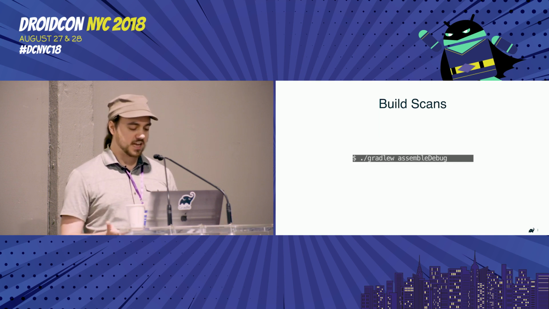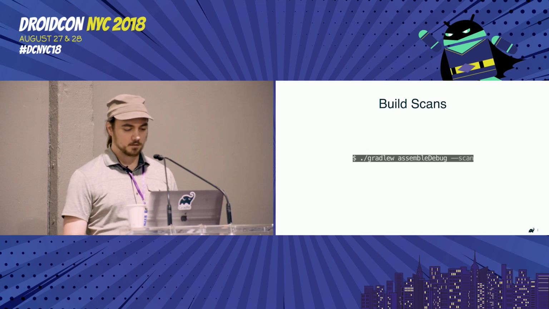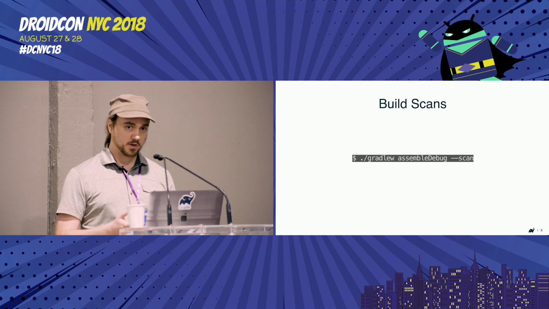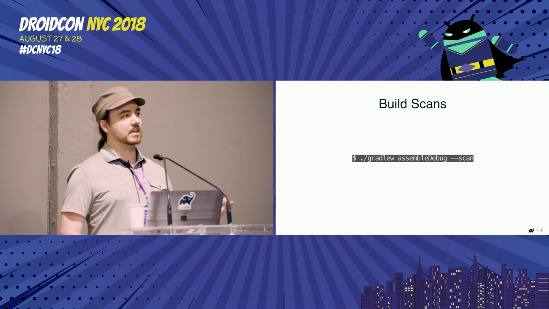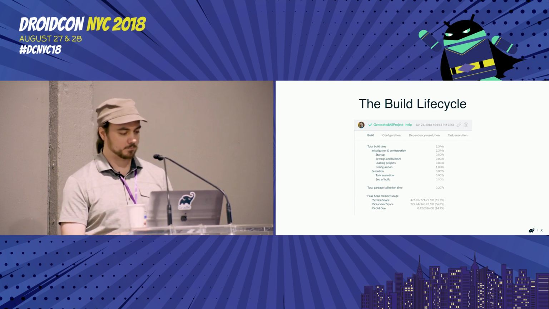If you've never used build scans before, it's very easy to create your first. Just run any build from the command line and add --scan. You can also add this to your build script if you want it permanently enabled, but this is a great way just to give it a try. And of course, today, we're going to focus on the performance aspect of build scans.